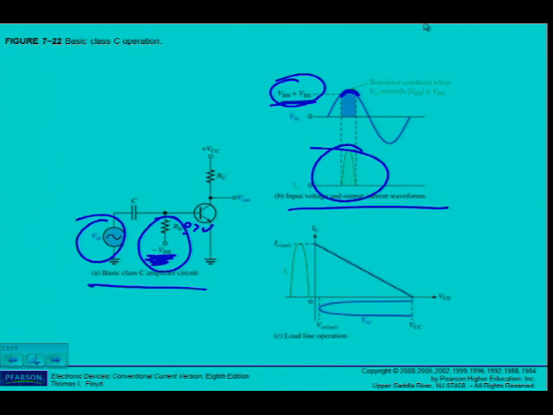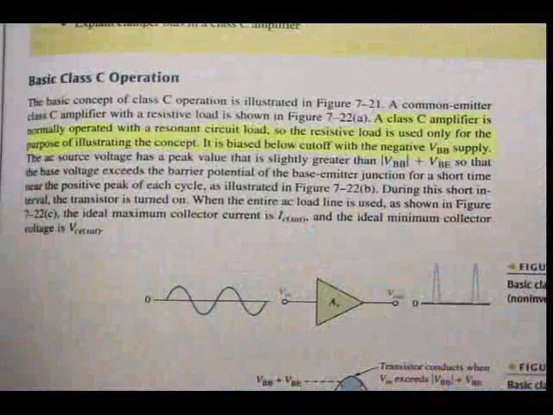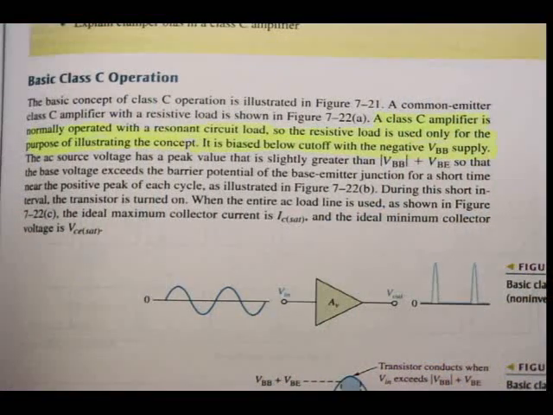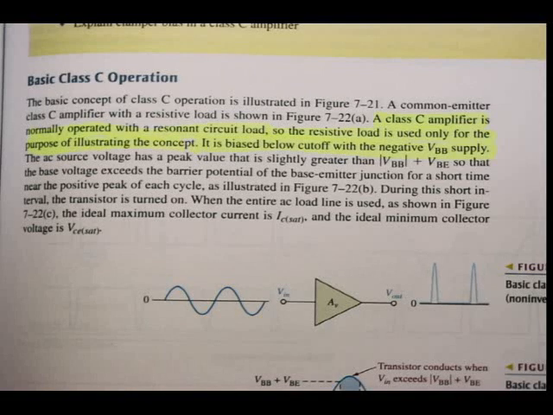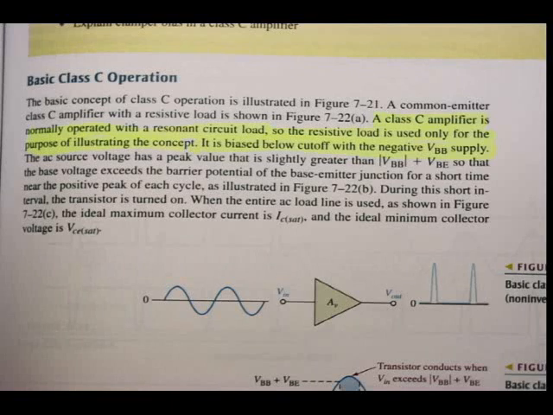So the class C amplifier, if we go back to the textbook, on page 341, as I've underlined there, a class C amplifier is normally operated with a resonant circuit load, so the resistive load is used only for the purpose of illustrating the concept. It is biased below cutoff with a negative VBB supply, as we've seen in figure 7-22.